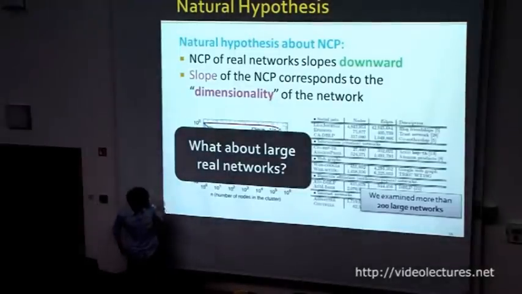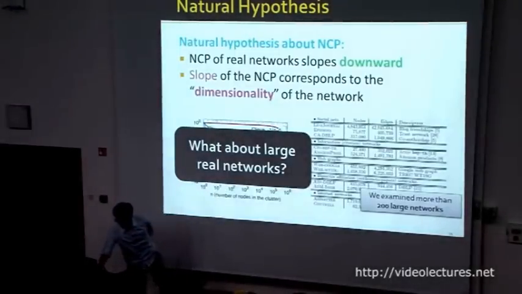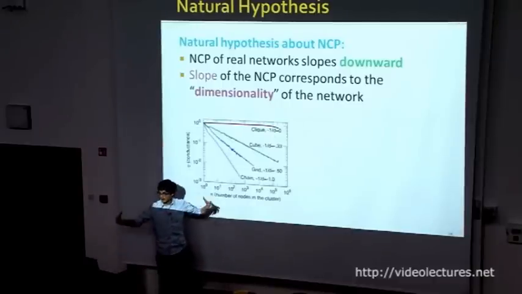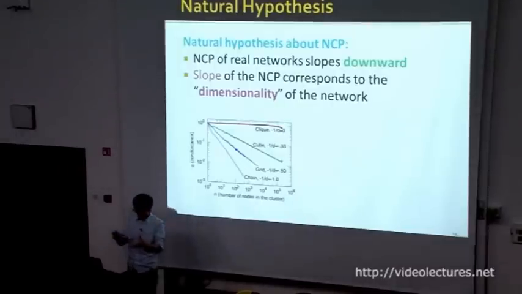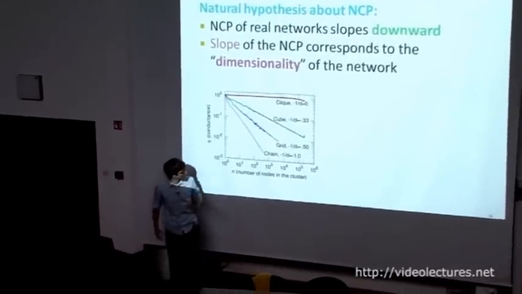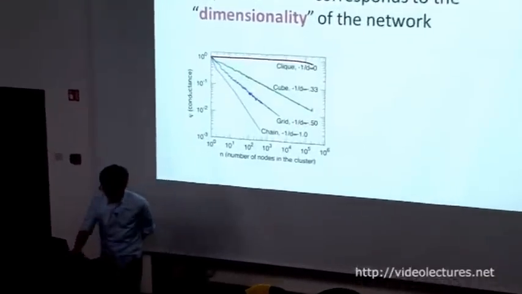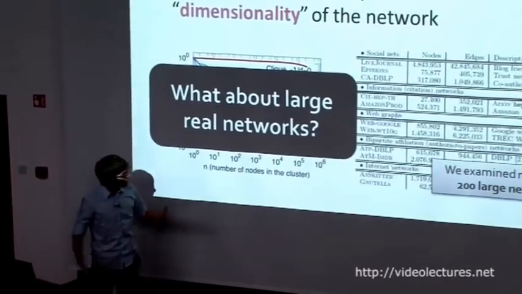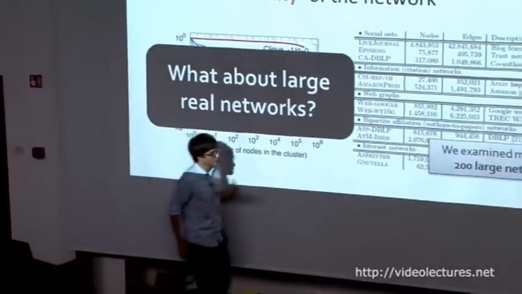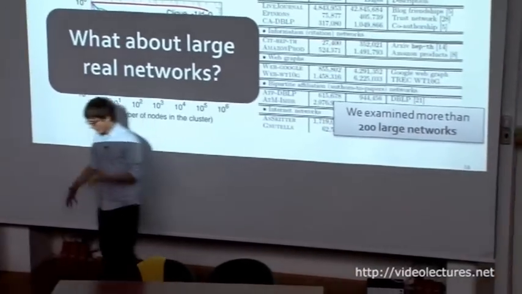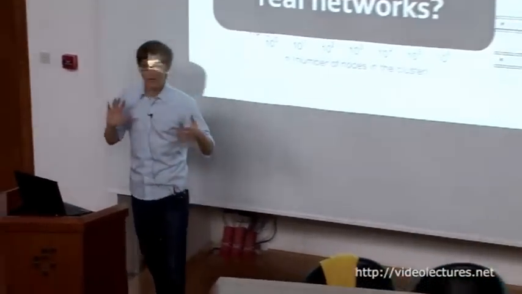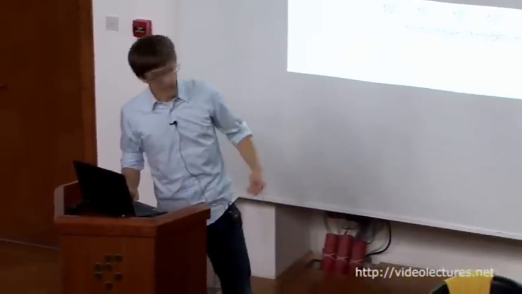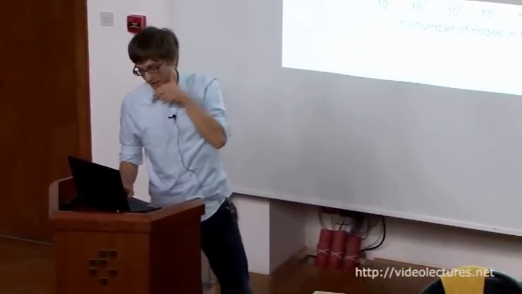So really, the question is, what happens if I take real networks that are large, right? The example I showed you before had like 200, 300 nodes. What happens if I take graphs that have bigger size? So what we did is we took basically 200 different large networks, where large means everything that has more than 10,000 nodes. And I think the largest we took had like 10 million nodes, right? And the question is, how does the shape of this plot look there?